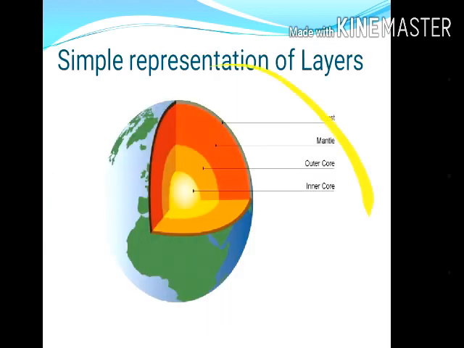In a simple representation of the layers of earth, we can see the outermost part is crust, and again the green portion is land and blue or white portion is water. This orange layer is mantle, then the outer core, and the innermost part is internal core.